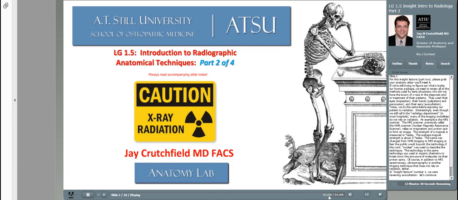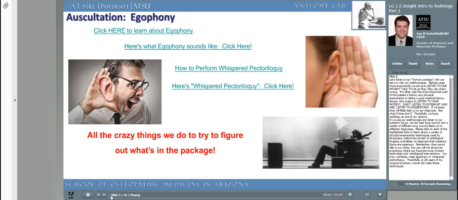In Insight Lecture number 1, we were reviewing auscultation. Let's continue. Let's listen to our human package with our ears or with our stethoscopes. Perhaps even more importantly, we can just listen to our patient talk to us as they tell us what's wrong. It's often said the most important part of the patient's history and physical examination is taking a good medical history. Simply, this means to listen to your patient.